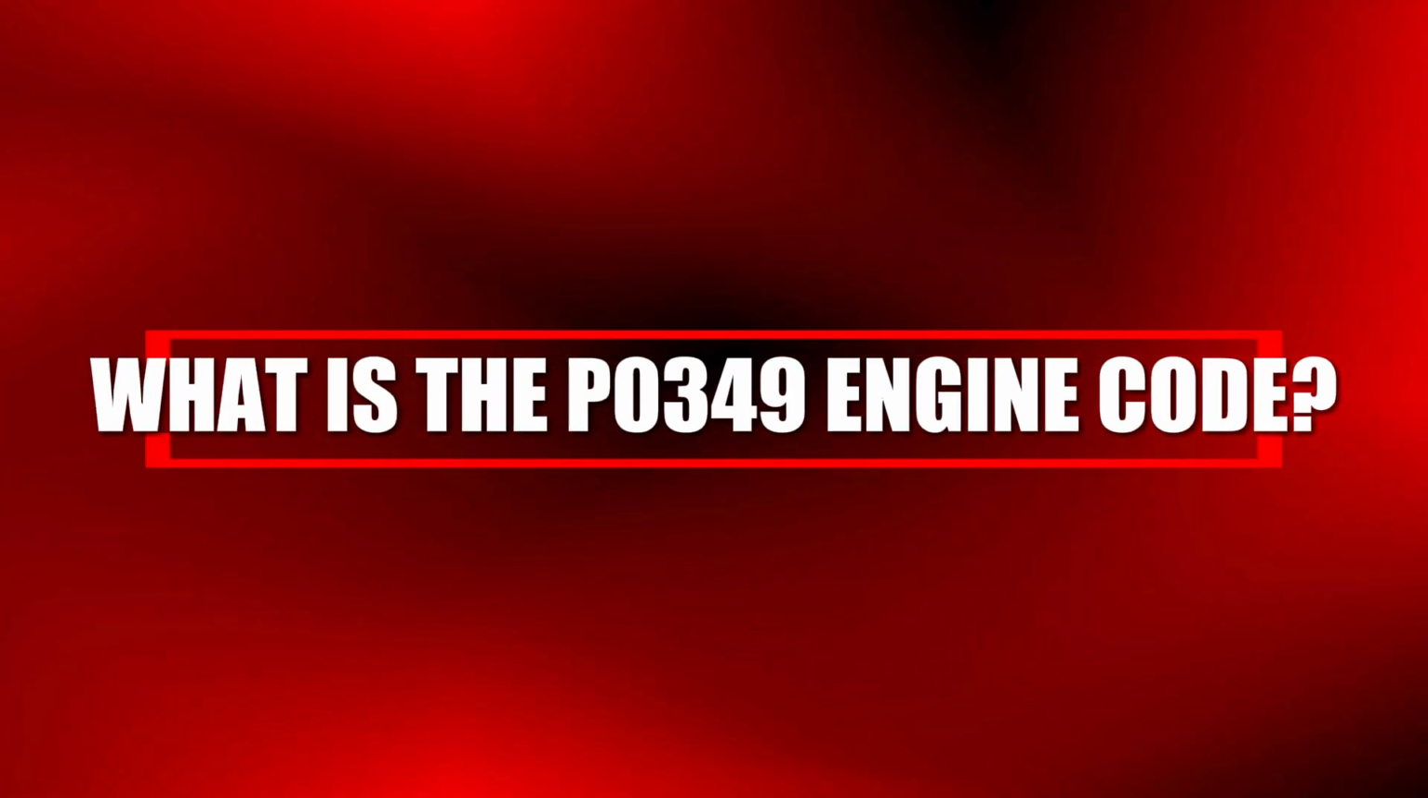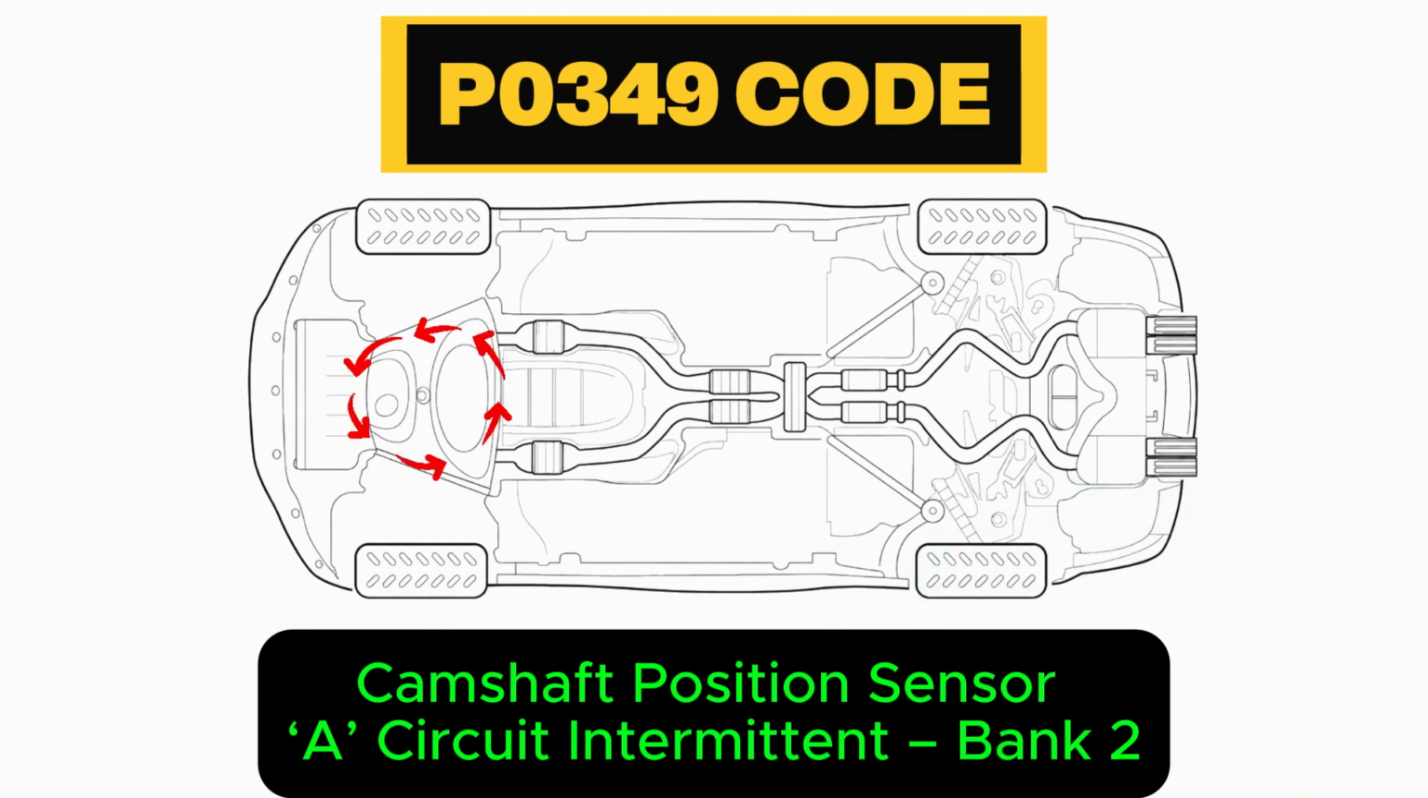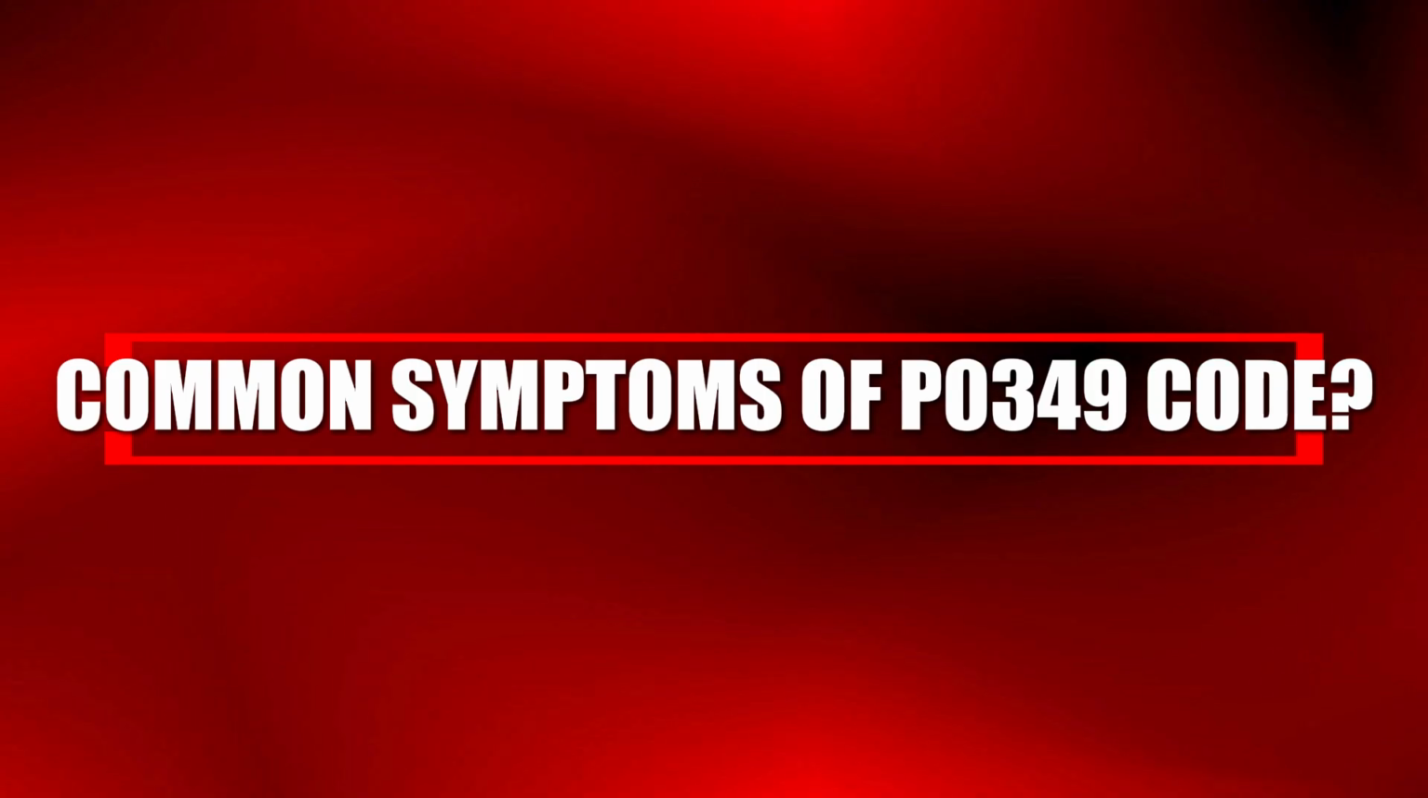First, what exactly is the P0349 engine code? It means the ECM is detecting an inconsistent signal from the camshaft position sensor circuit. Bank 2 is the side of the engine without cylinder number 1. You may notice a few different symptoms when this code appears.